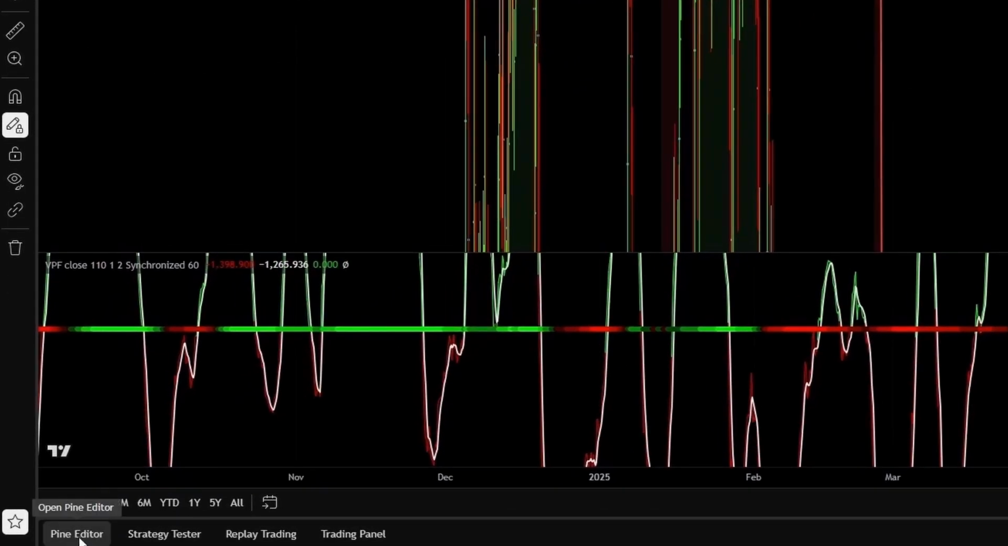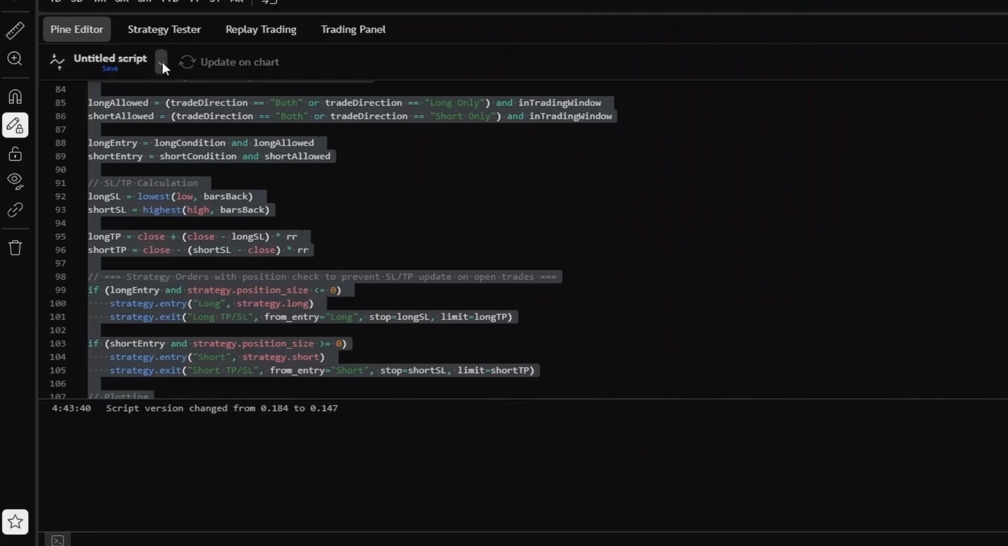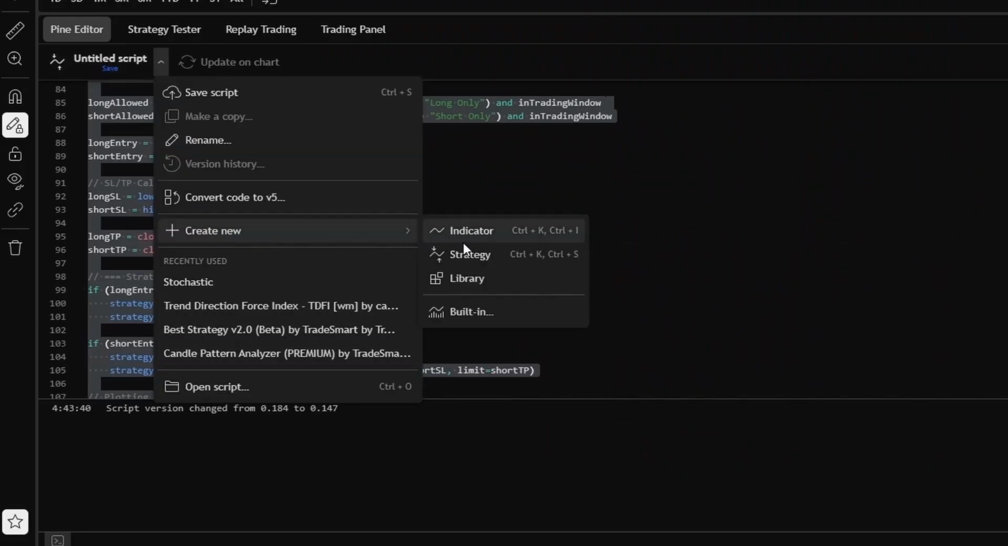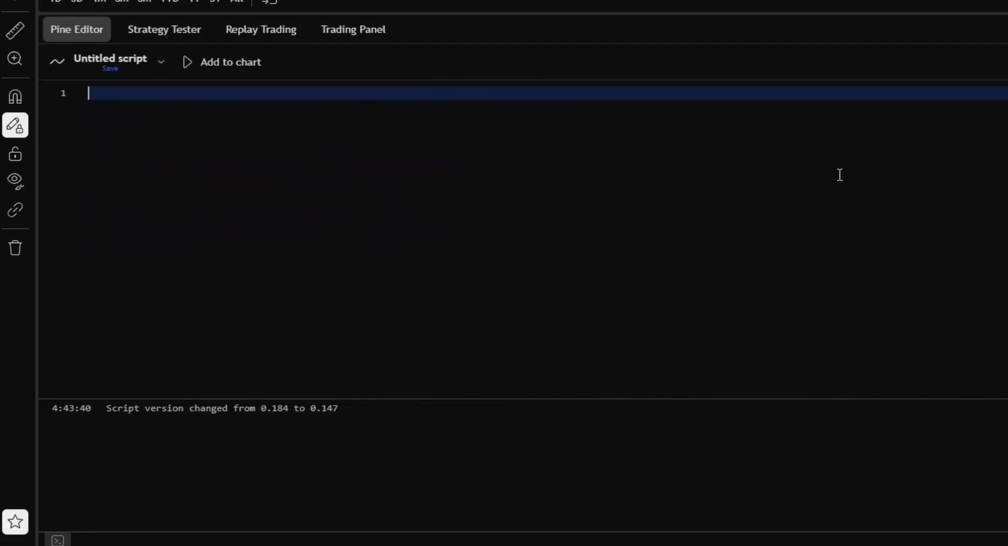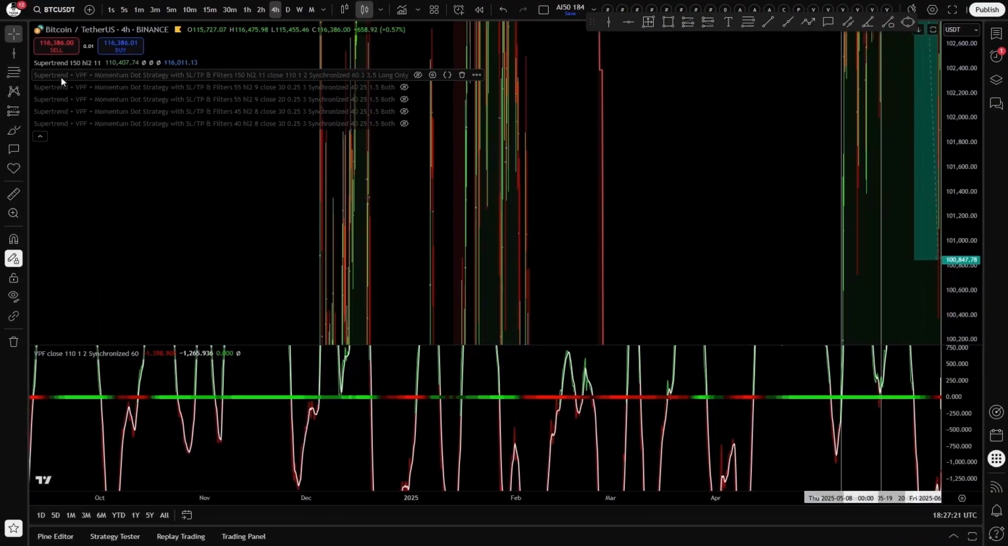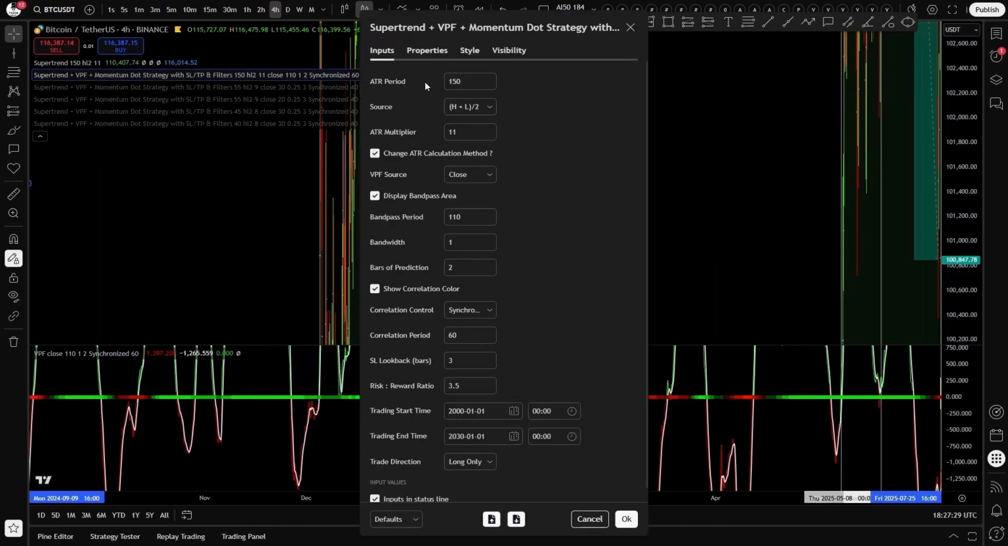Click on the Pine Editor down here. Click here. Then go to Create New and Strategy. Highlight everything here. Delete it. Paste the strategy code right here. And finally click on Add to Chart. If you've done that correctly, the script should be added to your chart like here. The script will look like this.